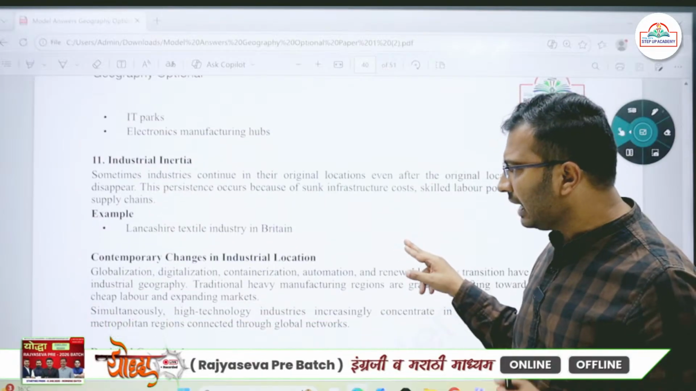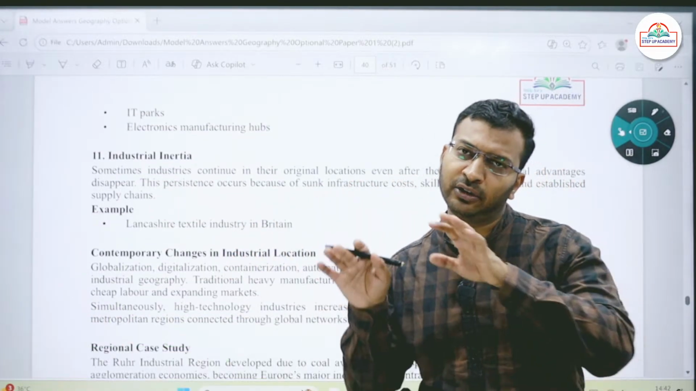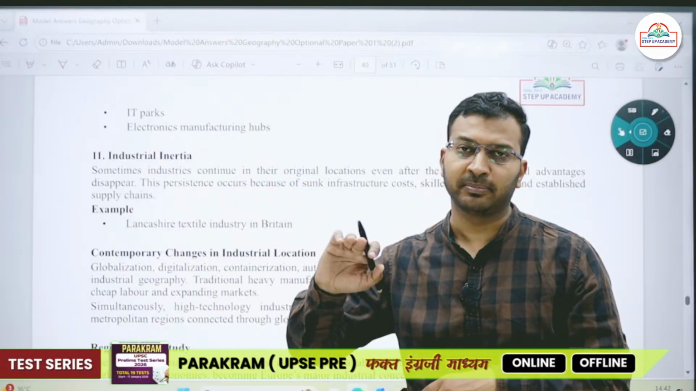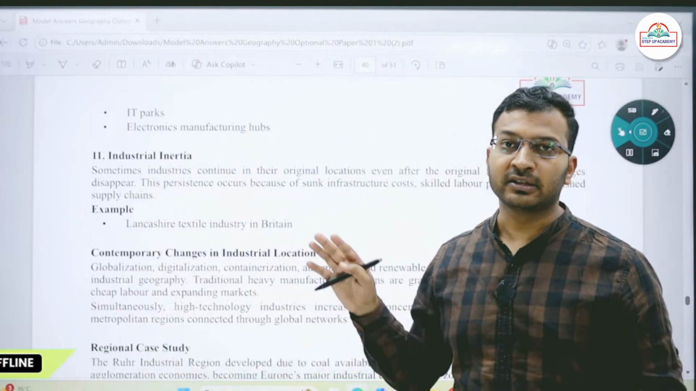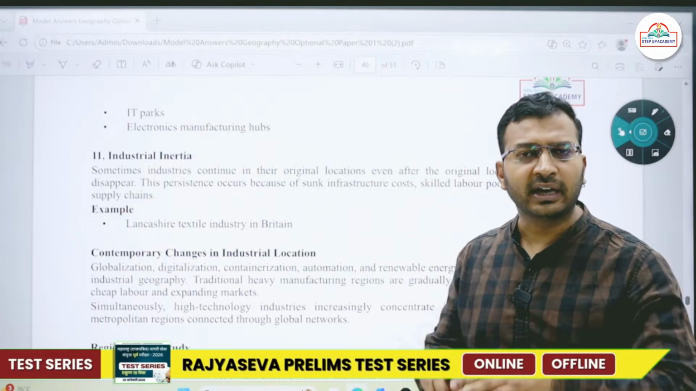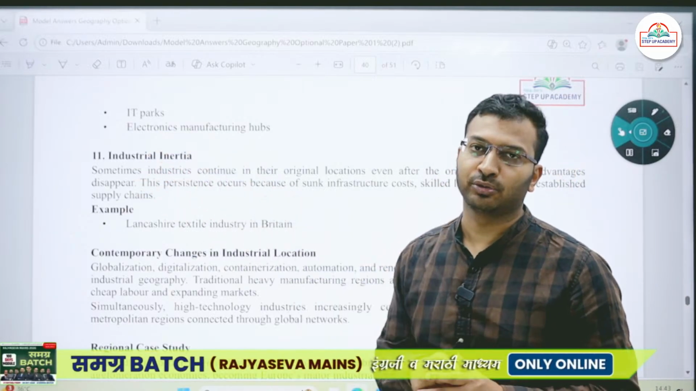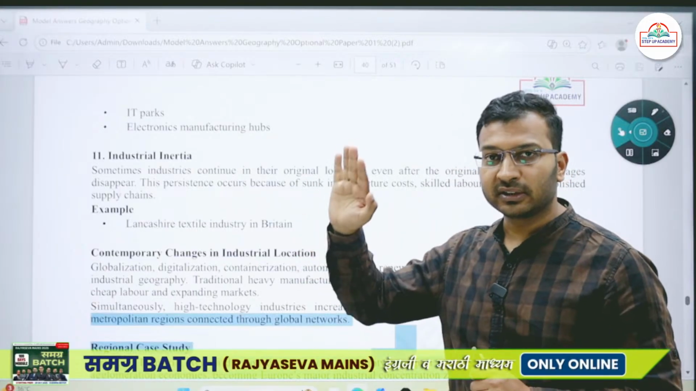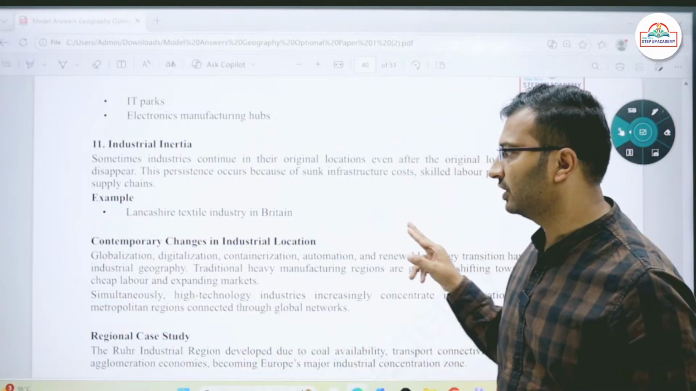Okay, then some industries, even though they become very outdated, tend to stay over there. No doubt there might be some benefits in relocating, but they tend to stay because the industrial mindset is developed in that entire region. For example, in the Jamshedpur region, the people there have become habituated. So most of the industries present there do not relocate to some other location. So industrial inertia is there.